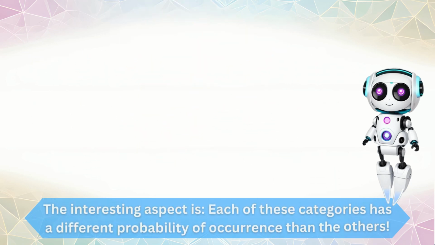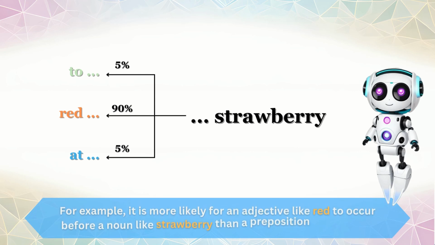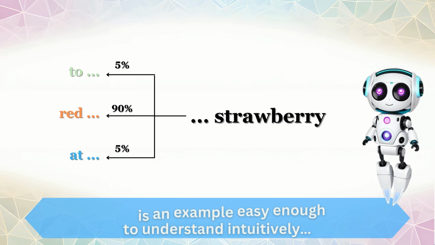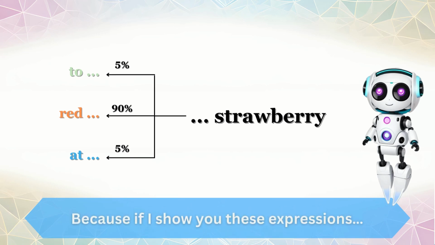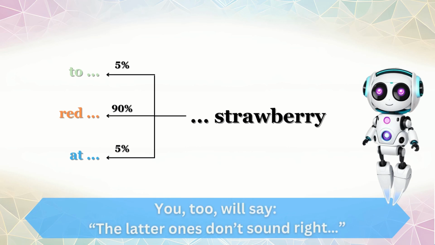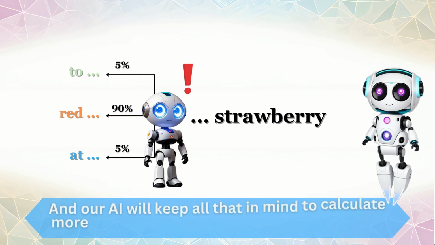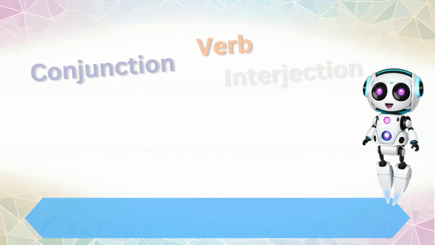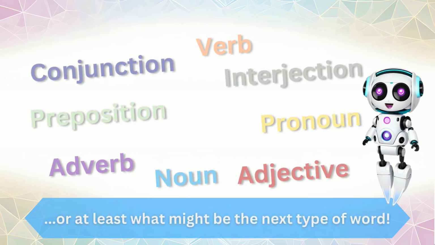The interesting aspect is, each of these categories has a different probability of occurrence than the others. For example, it is more likely for an adjective like red to occur before a noun like strawberry than a preposition like to or at. This is an example easy enough to understand intuitively. Because if I show you these expressions, you too will say, the latter ones don't sound right. And our AI will keep all that in mind to calculate more accurately what might be the next word. Or at least what might be the next type of word.